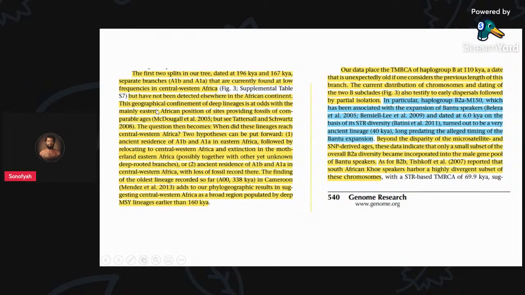It goes on to say that our data set places the TMRCA, or the most recent common ancestor of haplogroup B, to around 110,000 years ago, a date that is unexpectedly odd if one considers the previous length of this branch.